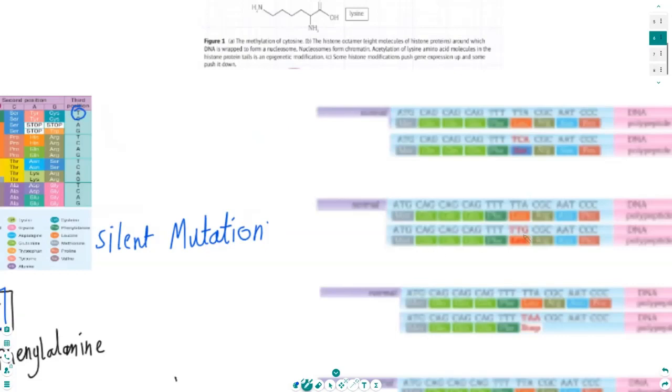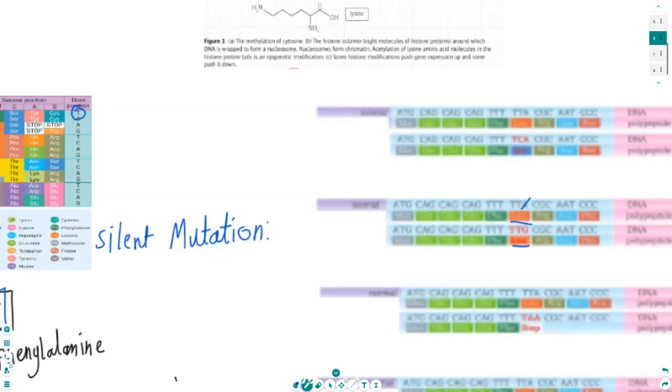So when one base is changed, here we have adenine to guanine. We can see it still codes for the same amino acid. So here we have TTA, which codes for leucine. If we change that A and put a G in there instead, we can see by looking at our codon chart that TTG still codes for leucine. So it's the same, so this is a silent mutation.